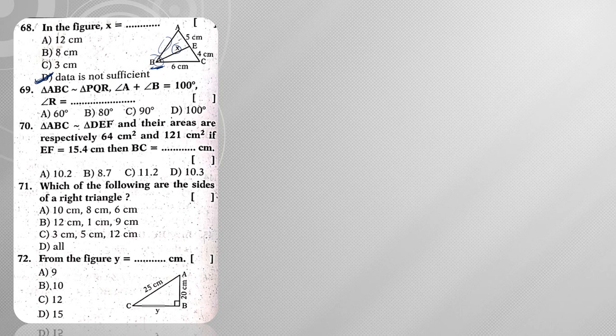Next, the 69th question. He has given triangle ABC is similar to triangle PQR. If these two triangles are similar, we can say that angle A is equal to angle P, angle B is equal to angle Q, and angle C is equal to angle R. Now he has given angle A plus angle B is equal to 100. That means angle P plus angle Q is also equal to 100. So the sum of these two angles is 100. Then automatically R will be 80 degrees because the sum of angles in a triangle is 180 degrees. Hence angle C is equal to angle R is equal to 80 degrees.